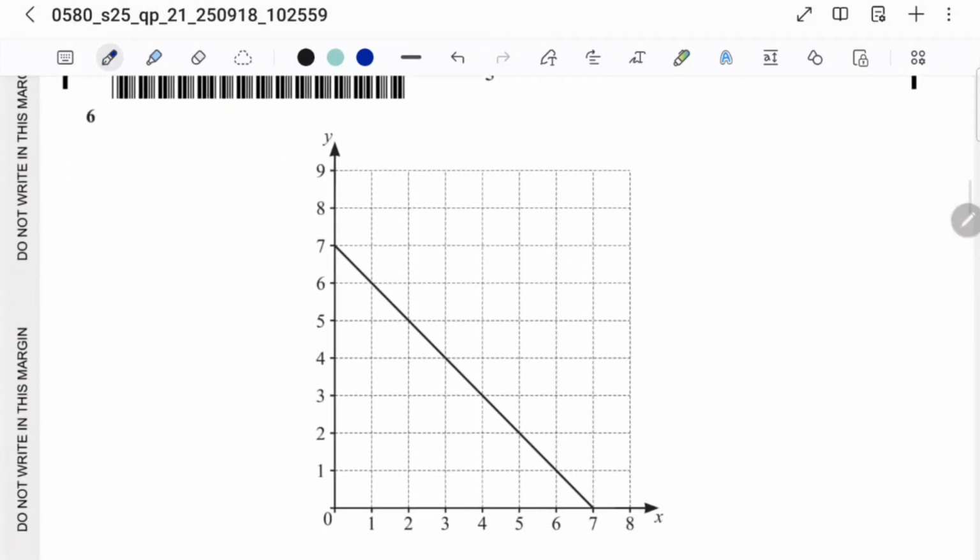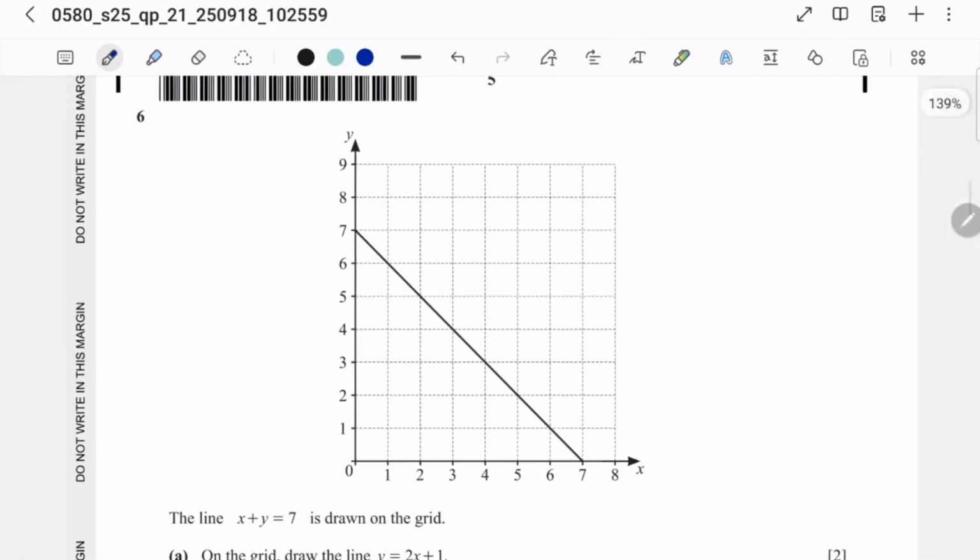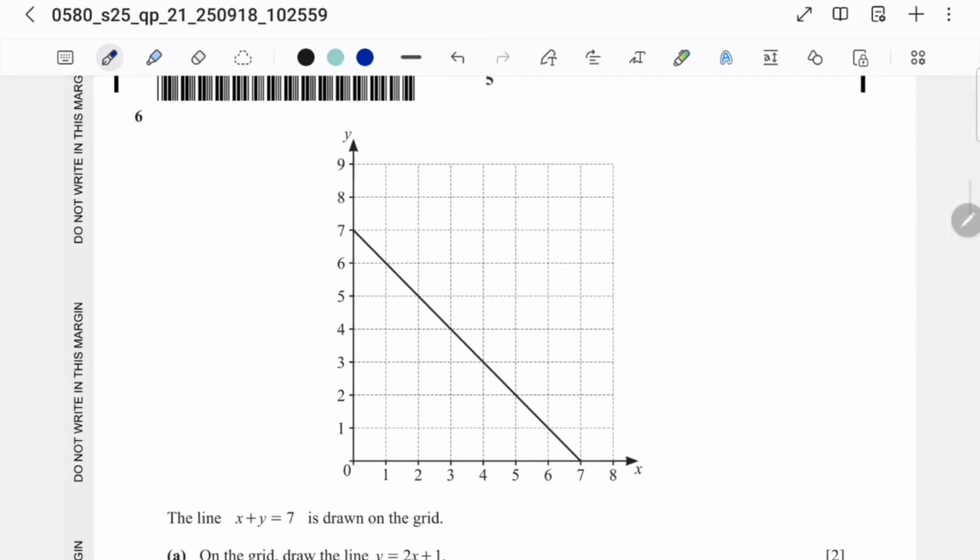Alright, move to question number 6. In question number 6, we can see a line is drawn, and it is x plus y equals 7. It's given in the question, drawn on the grid. On the grid, draw the line y equals 2x plus 1. We have to draw the line y equals 2x plus 1. So in y equals 2x plus 1, your 1 is the y-intercept.